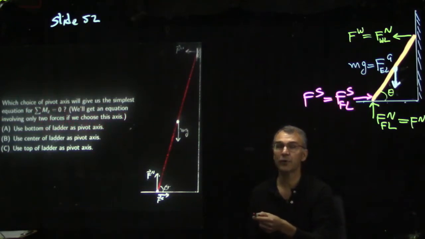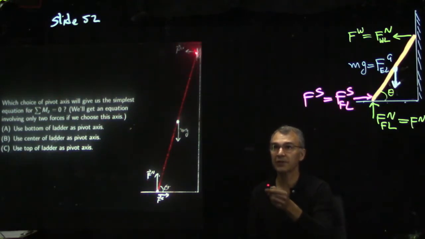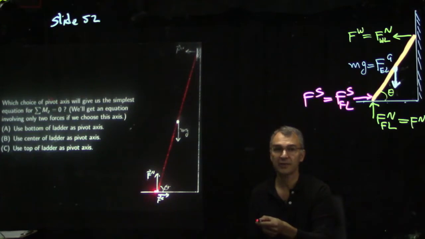How can we do that? Well, we have four forces: 1, 2, 3, 4. It seems like if we put the pivot here, we would have three forces. Here we would have three forces. But if we put the pivot here, then any force whose line of action passes through that pivot has 0 lever arm. Therefore, it does not appear in the equation we write down.